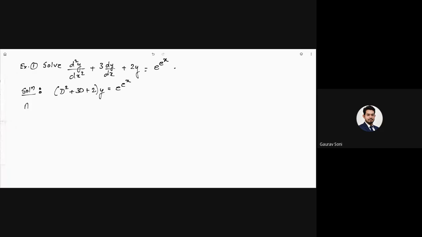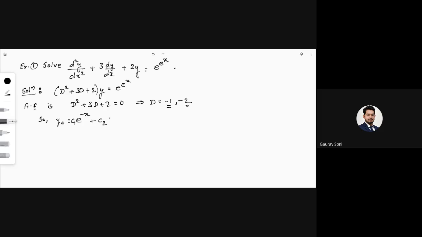To find yc, take the auxiliary equation. The auxiliary equation is D square plus 3D plus 2 is equal to 0, which means that D is equal to minus 1, minus 2. So the roots are real, both of them distinct. So yc is equal to c1 e to the power minus x plus c2 e to the power minus 2x.